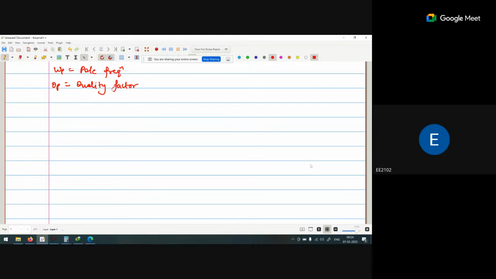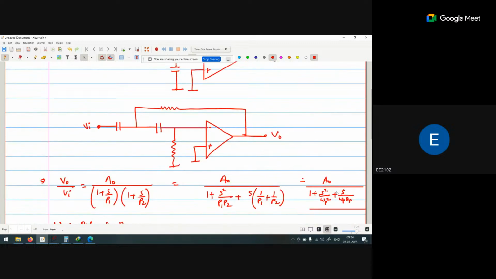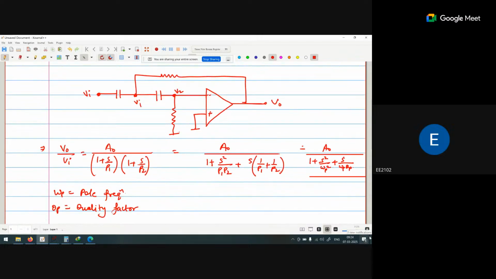how do we calculate the transfer function? Like we are saying this is the voltage V1, this is the voltage V2. So we calculate the transfer function for this system, and if we relate this transfer function with our standard equation, we will calculate the values of omega P and Q. Okay. Now, for this generalized equation, we calculate the pole locations S.